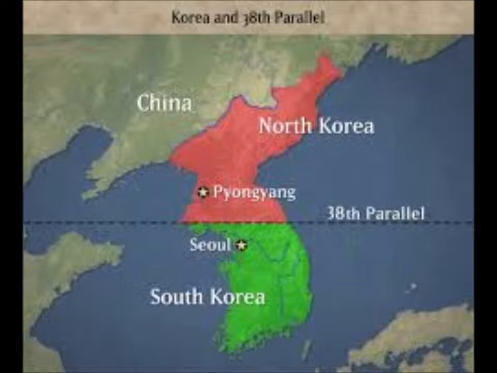Another famous parallel is the 38th parallel. That is the 38th parallel north of the equator, and it was famously used to separate North and South Korea after the end of the Korean War.